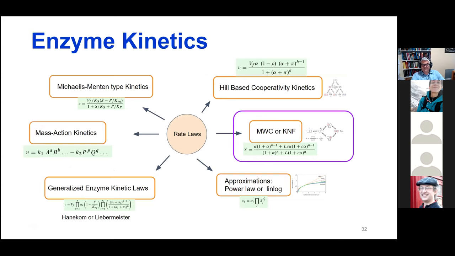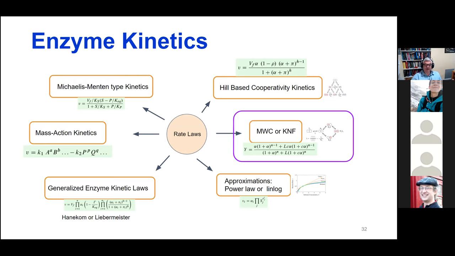Back in the 60s, that's a long time ago for some of you, there was a lot of work done on, you know, how do we account for cooperativity? How do we account for sigmoid behavior, that S-shaped behavior? And a whole bunch of models were generated, the most famous being the Monod-Wyman-Changeux and the Koshland model called the sequential model. These are based on having multiple states for the enzymes, and the states are influenced by what binds to them and not binds to them.